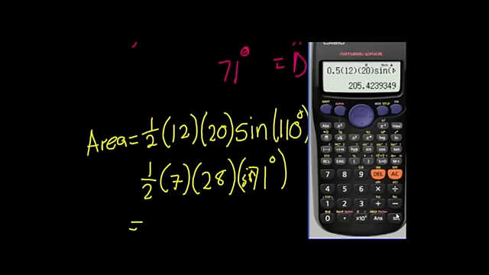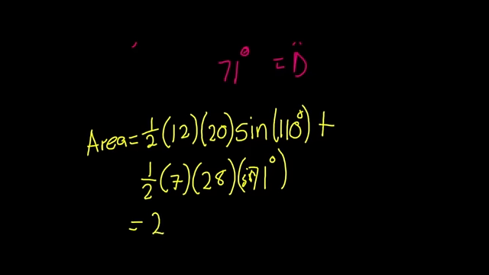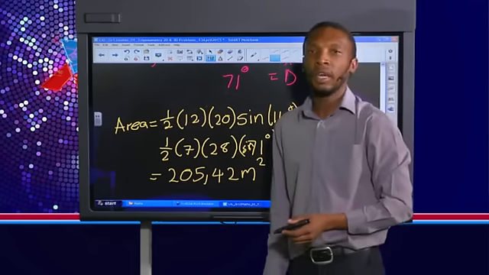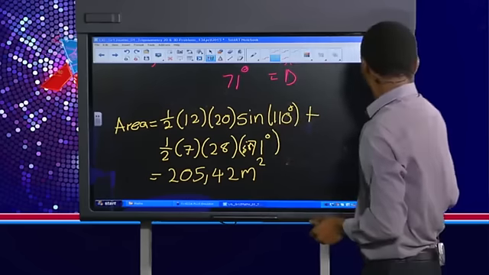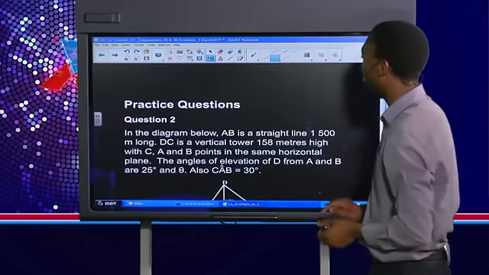Equals, and that is how big our piece of land is, 205,42. Remember, it is area, so our unit must be squared. 205,42 meters squared. That is the total area of this piece of land. Let's move on to the next question, guys.